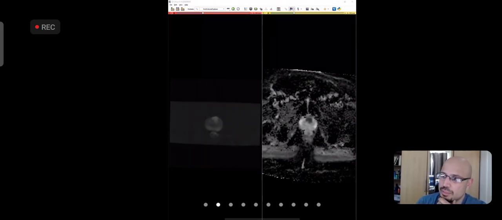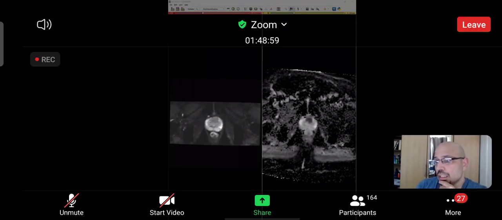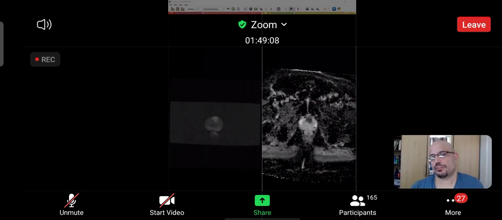So if you look at something bright on the high B value image, you still have to look at the ADC map to confirm that it is true diffusion restriction. अगर इधर भी bright है ना, तो that is called T2 shine through effect, and that is an artifact. It is not restricted diffusion.